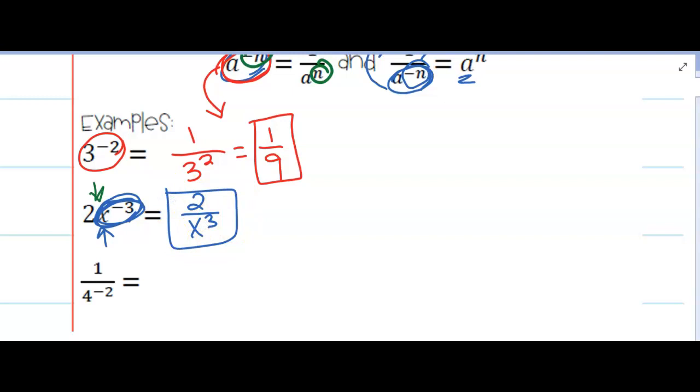Then this last one, 1 over 4 to the negative second. The 4 has a negative exponent. Now the 4 is in the denominator, so we want to move it up to the numerator. You're going to move the base, which is the 4. The 4 stays a 4, but the negative 2 becomes a positive 2. And we wouldn't want to leave it as 4 squared, because 4 squared is 4 times 4, which gives me 16.